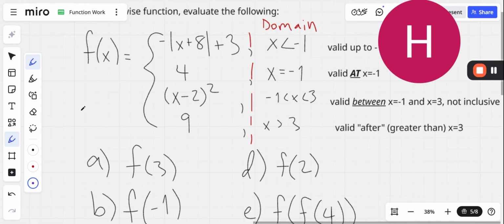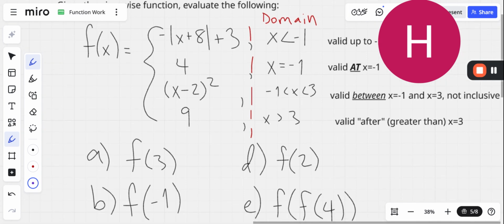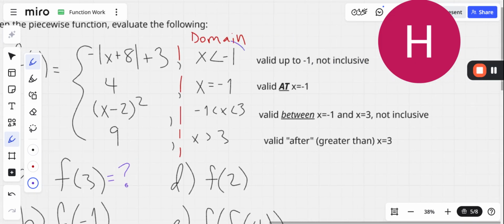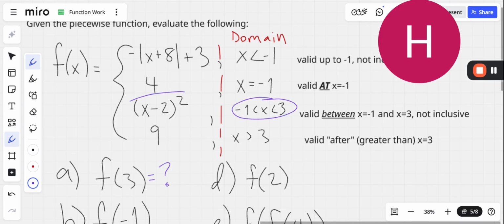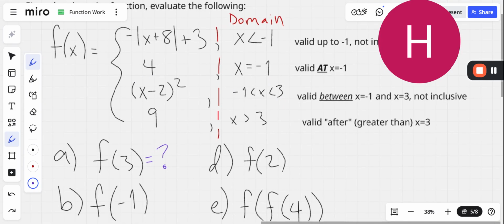Let's take a look at this here. So the first part is asking, what is f of 3? Well, we're not going to use this piece because 3 is not less than negative 1. We're not going to use this piece because 3 is not equal to negative 1. We're not going to use this piece because this is only between negative 1 and 3, not including x equals 3. And the bottom piece is only when x is greater than 3. So we have no definition. We have no value.